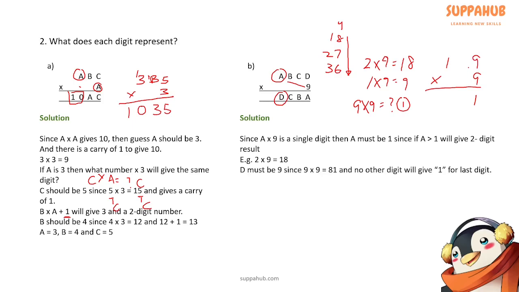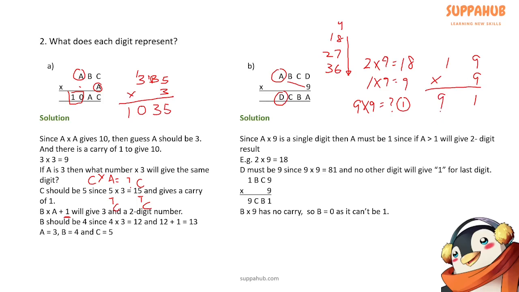Okay? No other digit will give 1. So now you have 9CB1. Then B has no carry because you know that D is 9, which means that 9 times 1 is 9. So you know there's no carry.